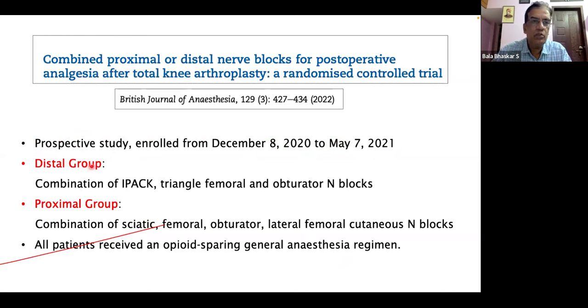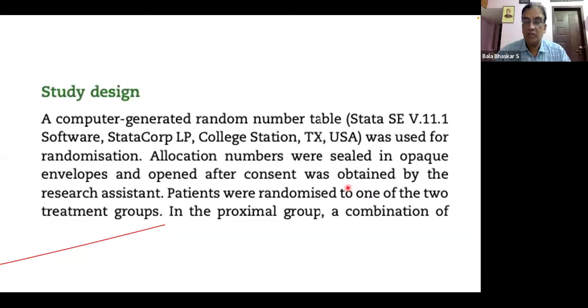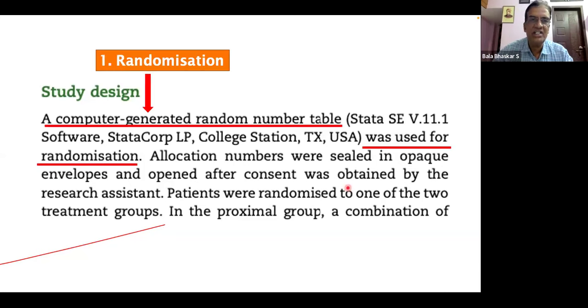So there was a distal group, meaning the distal block options were used: IPACK with femoral triangle block and obturator nerve blocks. And the proximal group was the more traditional one, where sciatic, femoral, obturator, and lateral femoral nerve blocks were performed. And there was a background opioid-sparing general anesthesia given for the patient. So what was the design? I'm trying to just paste the article part here itself so that you understand better.